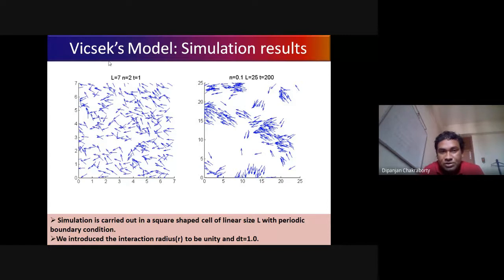If we change the density and noise, so basically if you change L, density is proportional to 1 by L squared, so it will be lower. For lower density and lower noise, you could see small cluster formation by these particles. This is for the higher noise and at a density L equal to 7, at the initial time t equal to 1. If we go to a longer time for this case, this could be taken as the higher density case with respect to this, right? Because L is changing: L is 25 here, L is 7 here.